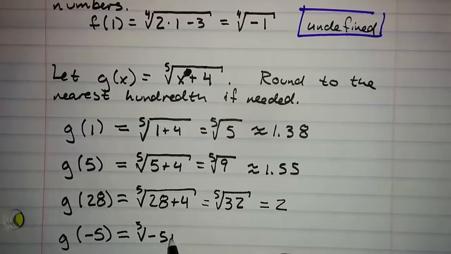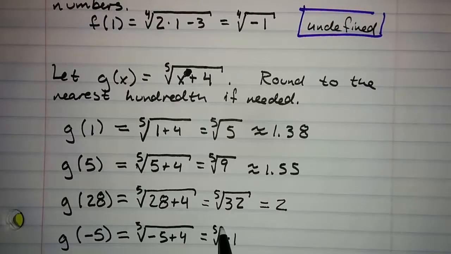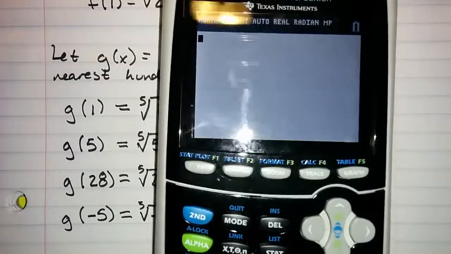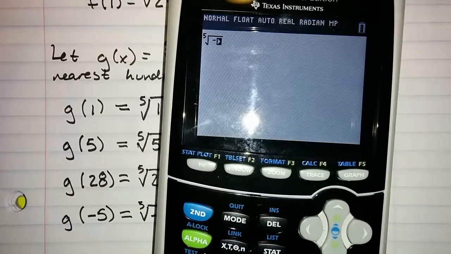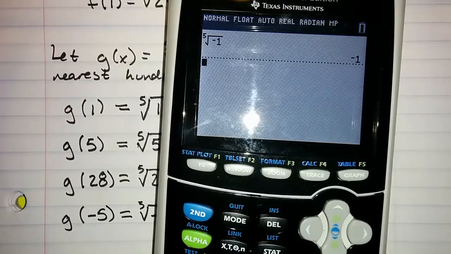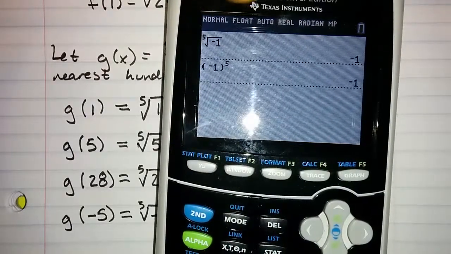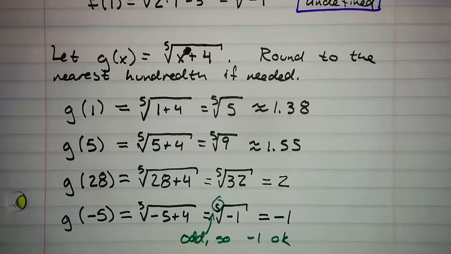And finally, g of negative 5. Fifth root of negative 5 plus 4. That'll be the fifth root of negative 1. Uh-oh, negative number. Oh, that's okay, right? Because 5 is odd, so negative 1 is okay. What is the fifth root of negative 1? Maybe you already know it. Oh, it's just negative 1, right? Negative 1 to the fifth power gives me negative 1 back again. Fifth root of negative 1 is just negative 1.